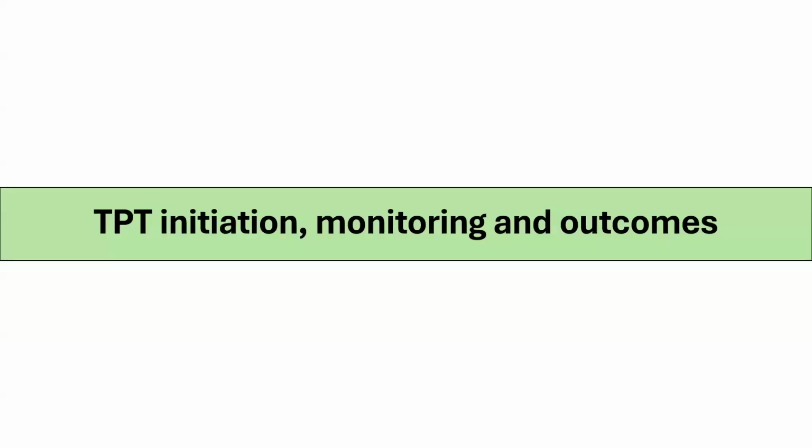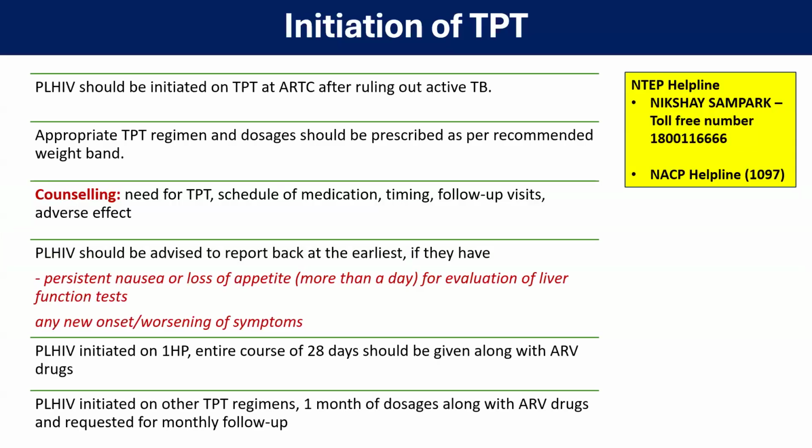So how do we actually monitor the outcomes of the TPT? When you talk about the initiation of the TPT, after ruling out active TB disease, the TPT is initiated and the appropriate TPT regimen dosage should be prescribed as recommended by the weight band. Counseling is needed for the TPT: schedule of medication, timing, follow-up visits, and any adverse effects, by the counselors. PLHIV should be advised to report back at the earliest if they have persistent nausea or loss of appetite for more than a day, for evaluation of liver function test, or any new onset or worsening of symptoms.